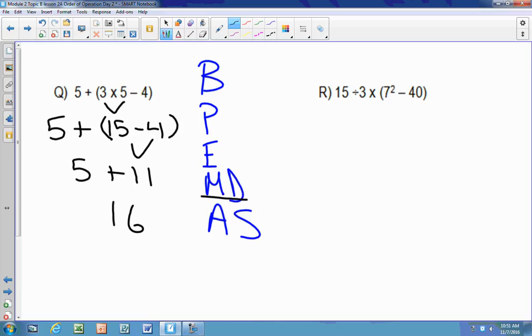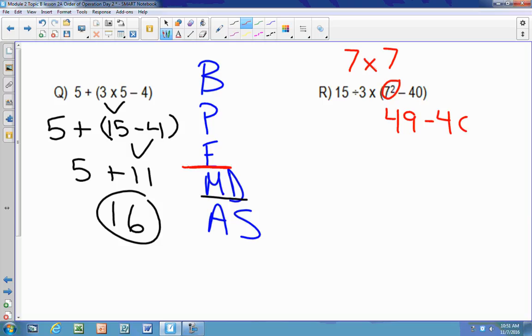And then I can just add. Over here on the letter R, I have parentheses again. I do not have brackets, so I go right to the parentheses. In the parentheses, I have subtraction and I have exponents, and I see exponents come before subtraction. So I have to deal with that, and that means 7 times 7. It does not mean 7 to the second power. 7 times 7 is 49.